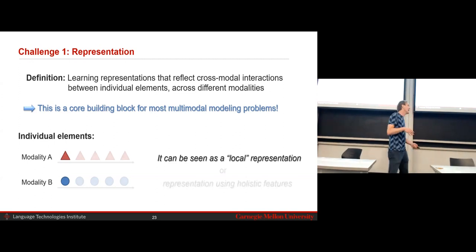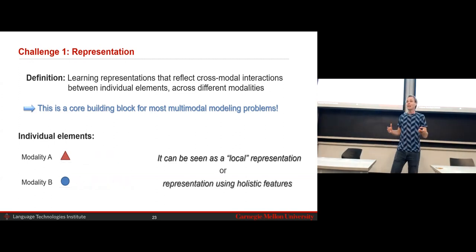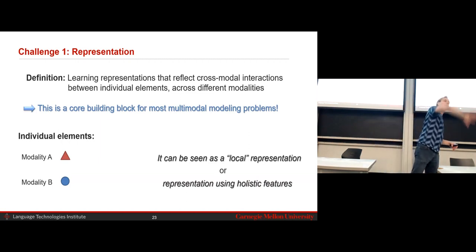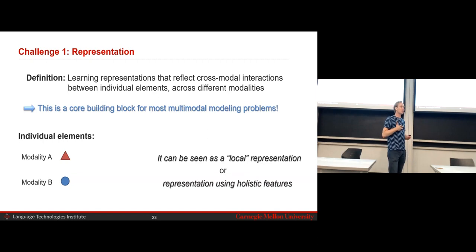You could say it the other way. You could say, in fact, it's holistic. It's a representation that is the whole, all of the language of that sentence and all of the objects in that image. That could be another way to see it. I prefer to think of it as local, where you take one word. And that's what we're going to do in the first few lectures, just really understanding the core building blocks of multimodal that way.